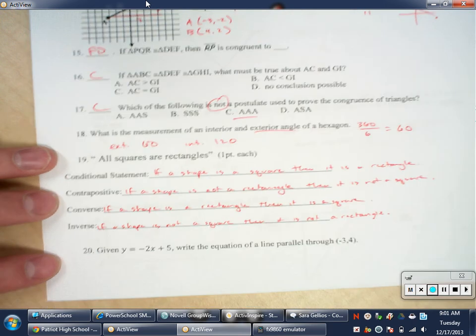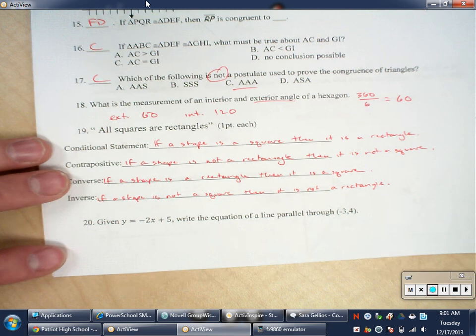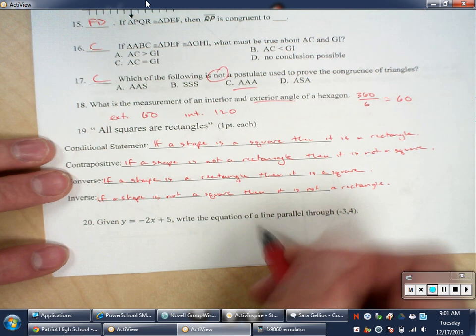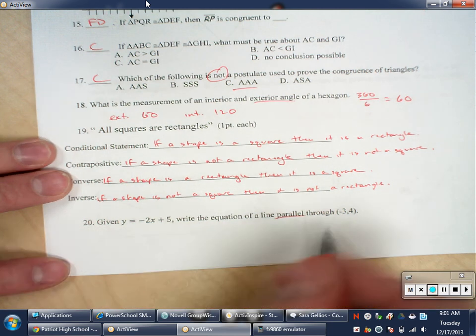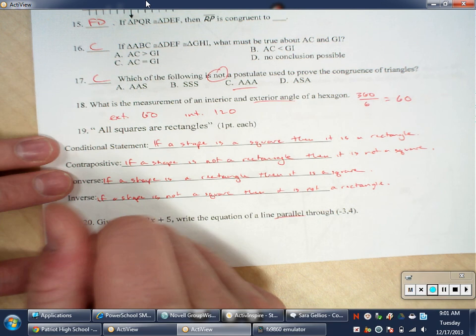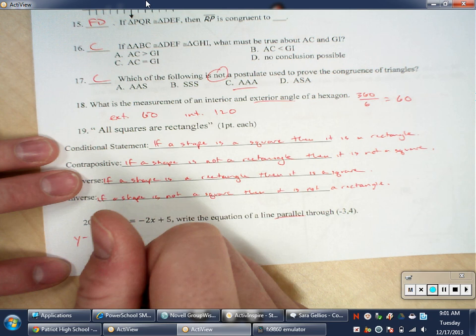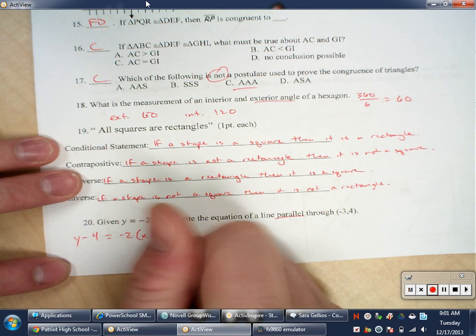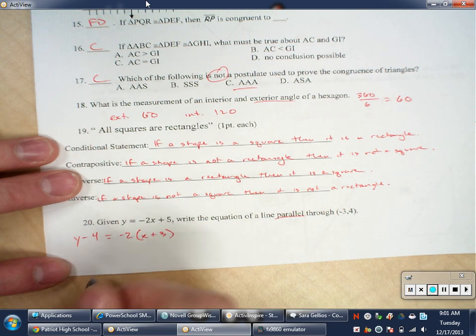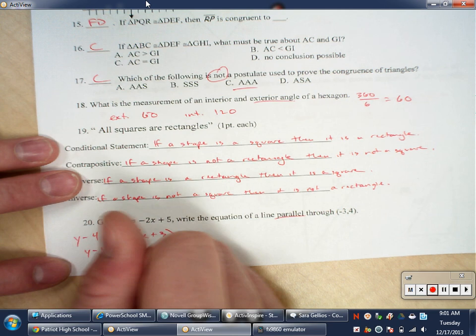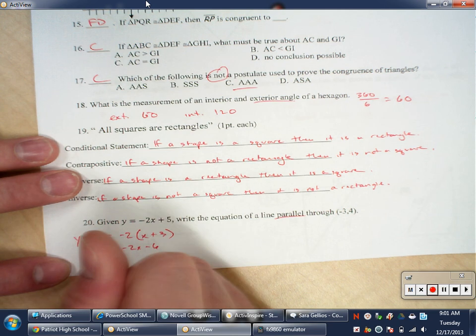On the last one, parallel means same slope, so I'll do this two different ways. I prefer point slope form, but I pay a lot of attention in Algebra 1, so y minus 4 equals -2 times x plus 3. I like point slope because now there's just two steps. Distribute and add.